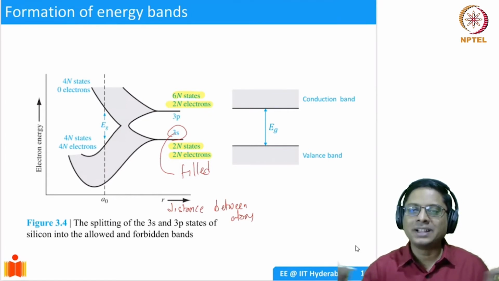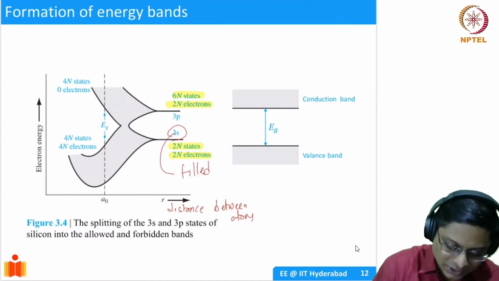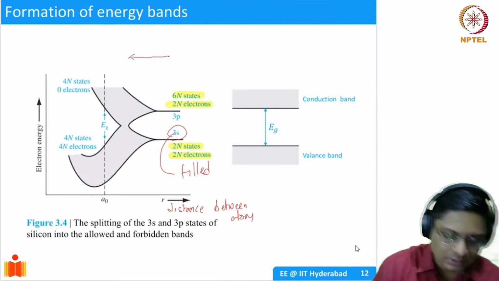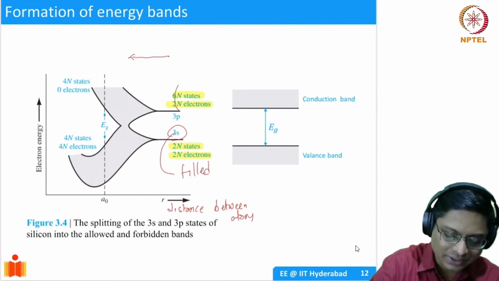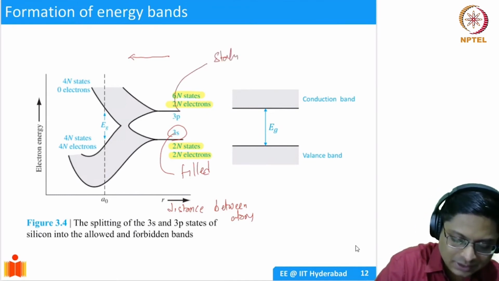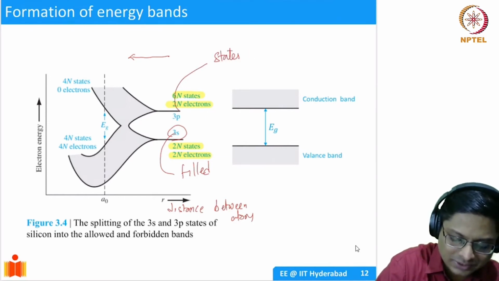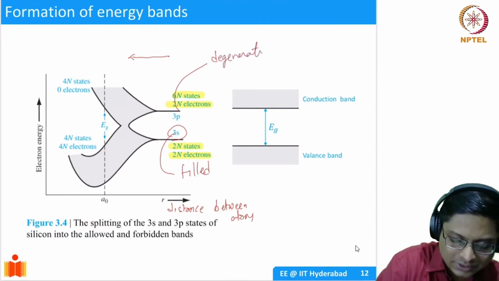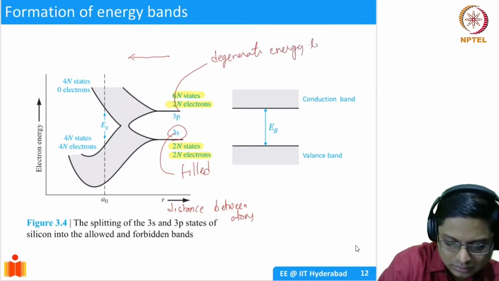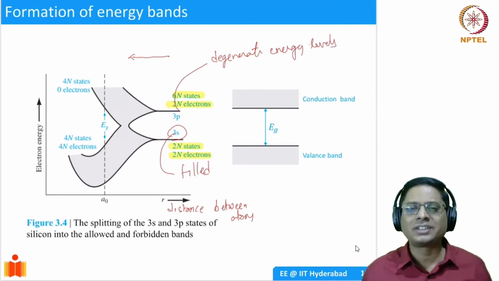Now, as you bring the atoms close, what happens? As you bring the atoms closer, as you reduce R, in this case all these states are actually degenerate, right? Degenerate energy levels, because all of them have the same energy since the interactions are not there. The atoms are very, very far apart.